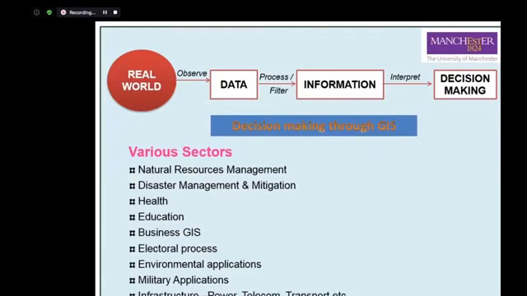Okay, the next decade will be the health geographers' or the health people's decade. You can say that. So those who are in masters or now in undergraduate study can think about research in health geography, research in health GIS, or research in health applications of GIS. Education, business GIS, electoral process.